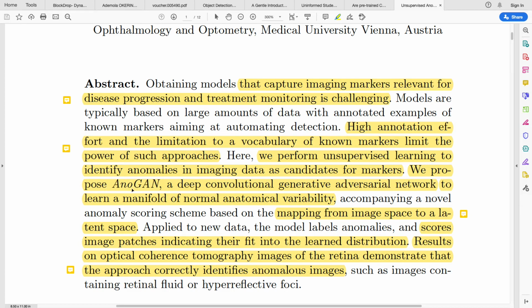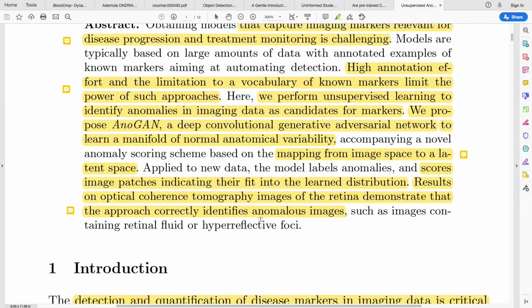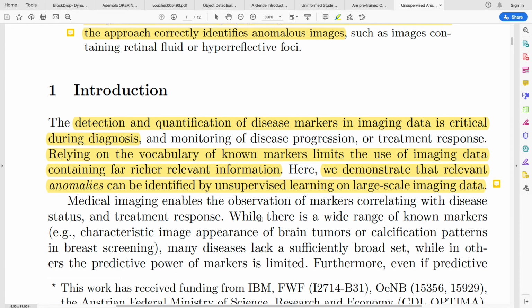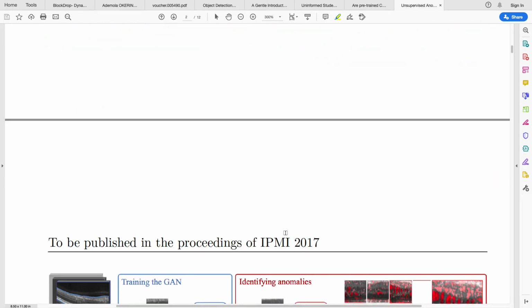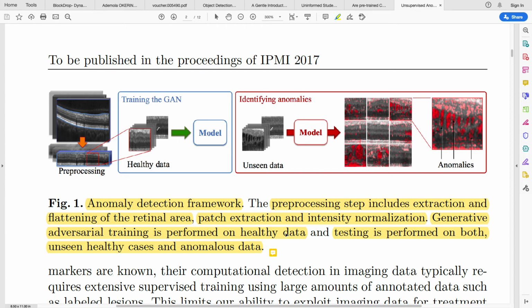So here they call their system AnoGAN, which is a deep convolutional generative adversarial network, and they used it to learn a manifold of normal anatomical variability. So accompanying a novel anomaly scoring based on the mapping from the image space to a latent space. So they use the deep convolutional neural network for that. Here they demonstrate that relevant anomalies can be identified by unsupervised learning on large-scale imaging data. So this is their framework.